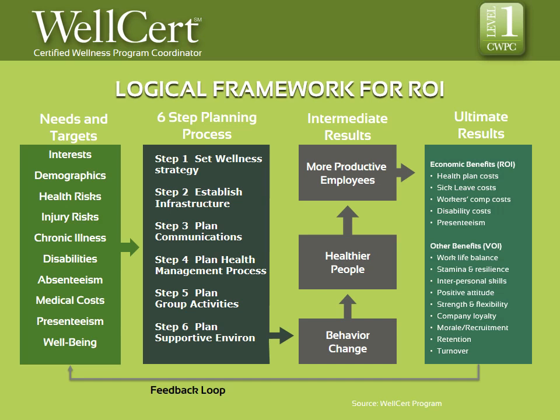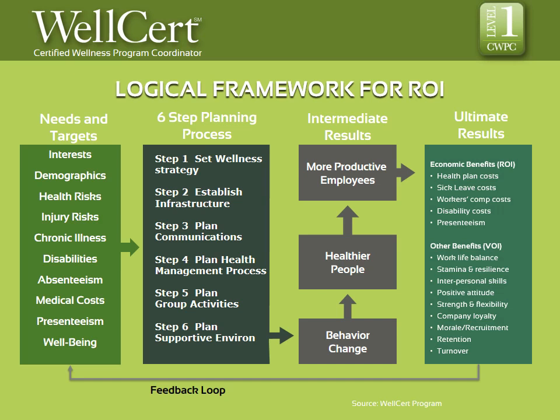So these intermediate results help us understand the changes that are going on. We want to see behavior change. We want to see health status measures change, and we want to see reported and self-reported assessments of productivity change. And our ultimate results are grouped here by return on investment, which shows you the 5 economic variables that we've talked about, and the other benefits, which are clustered under the value on investment. So these others have economic import for the organization, but generally are more difficult for us to monetize and to put in any kind of defensible financial analysis.